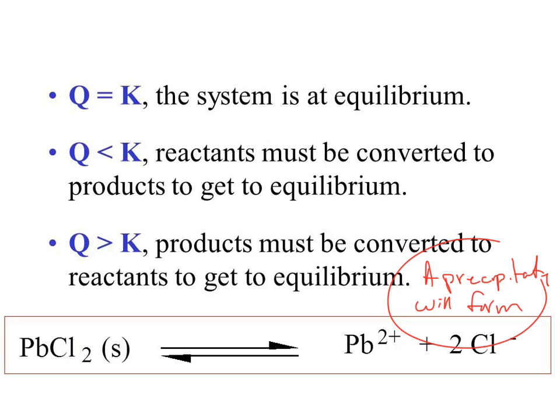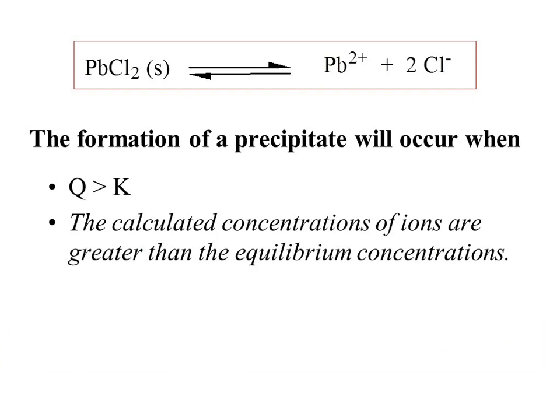A precipitate will form if your QSP is greater than your KSP. Makes sense. It's too big. You have to go back from products to reactants. So I have a slide here that kind of says as much.